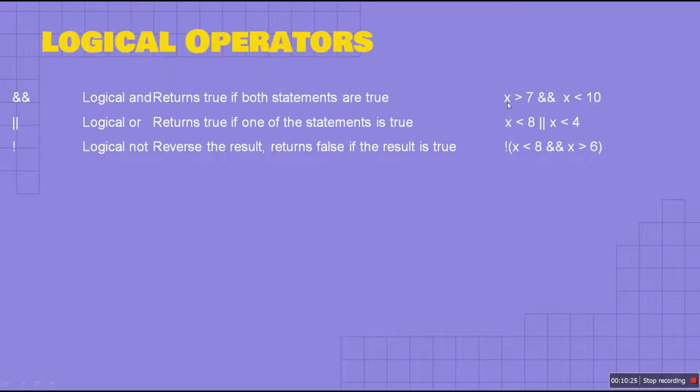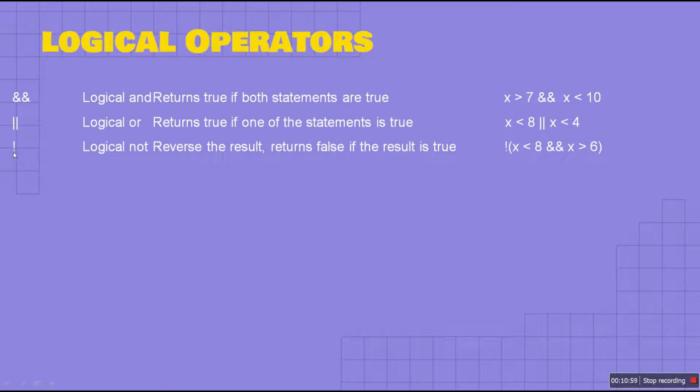For example, if we have a variable x which is greater than 7 and x is also less than 10, then this will be true. This symbol here is used to check if either one of the statements is true. So either the first is true, or the second is true, or both are true, then this will return true.